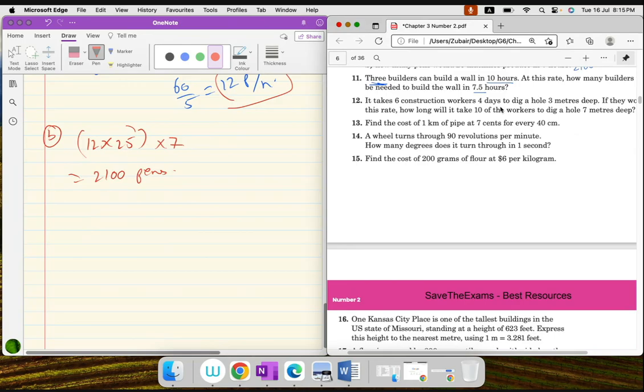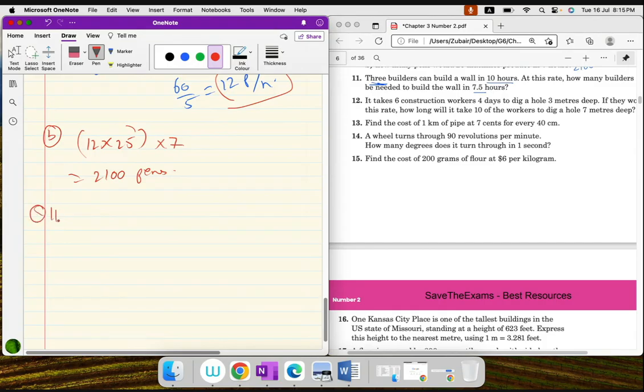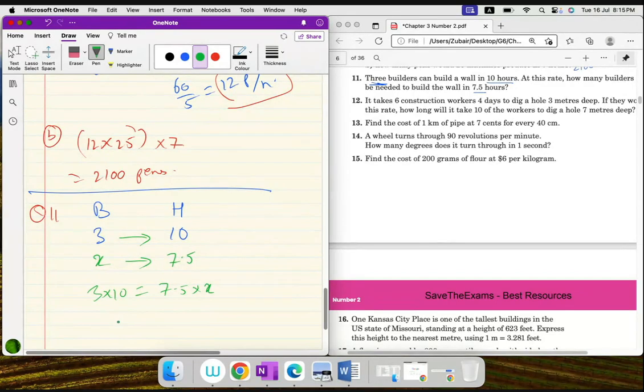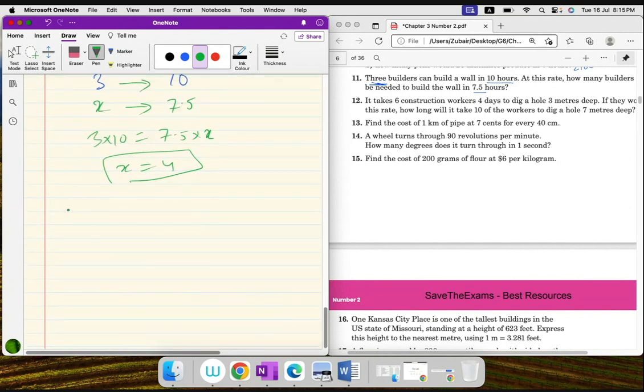Three builders can build a wall in 30, 35, 30... so I'm getting 4. That's correct. Builders and hours, so we multiply them. Three multiplied by 10 hours, unknown builders, 7.5. This time it was inverse proportion. So we need 4 builders. Correct.